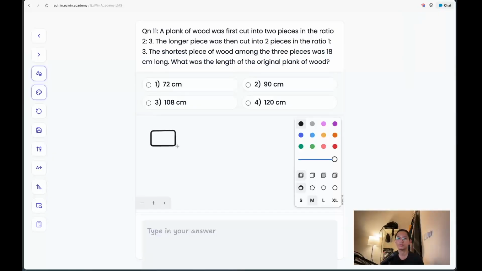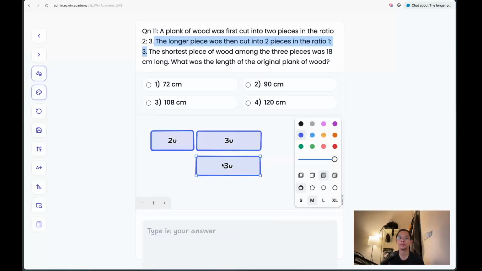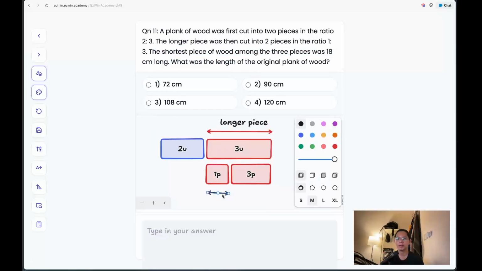So let's draw this out. We have over here 2 units, and then this is 3 units, which is the longer part. So the longer piece was then cut into 2 pieces in the ratio of 1:3. That means this thing over here is cut into 2 pieces. So one part, maybe I'll change this color to red, to 3 parts, what you see over here. So the shortest piece among the 3 pieces was 18 centimeters long. So that means this one part, which is the shortest one, is 18 centimeters.